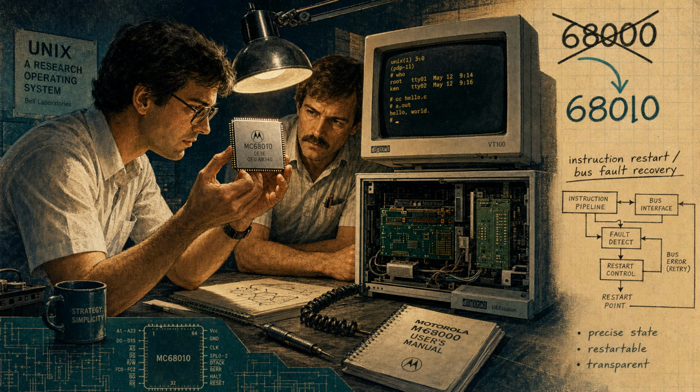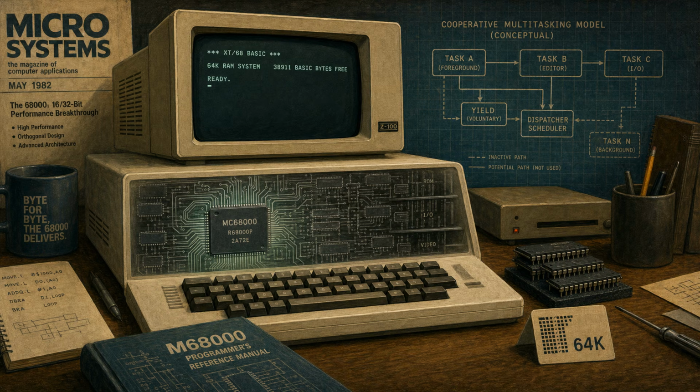For workstation vendors and OS researchers, the 68010 looked like a more serious platform for Unix and similar operating systems than the 68000. It answered a practical complaint they had with the original chip. But in the world of home and personal computers, this capability mostly sat unused.